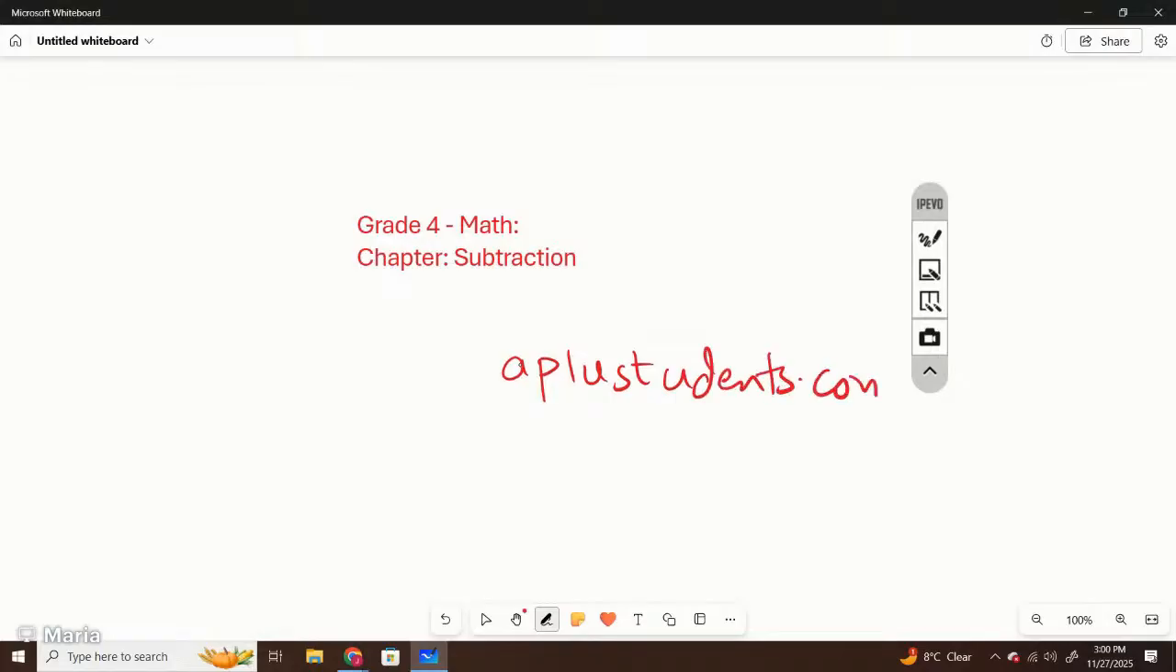You have to log in there using your email address and password as provided by the administrator. Then you have to select math from the subject tab. Scroll to grade 4 math and then click on view all lessons. There you can find the list of the chapters.